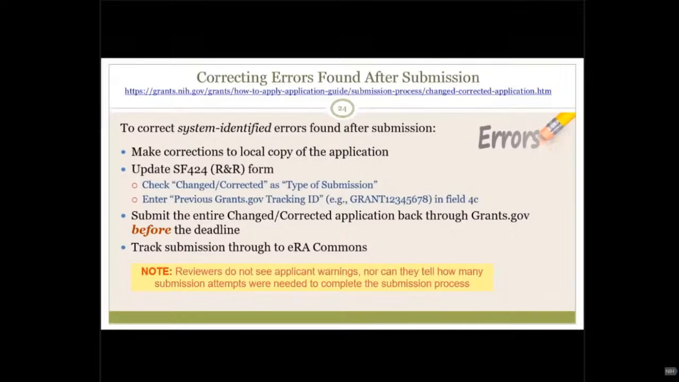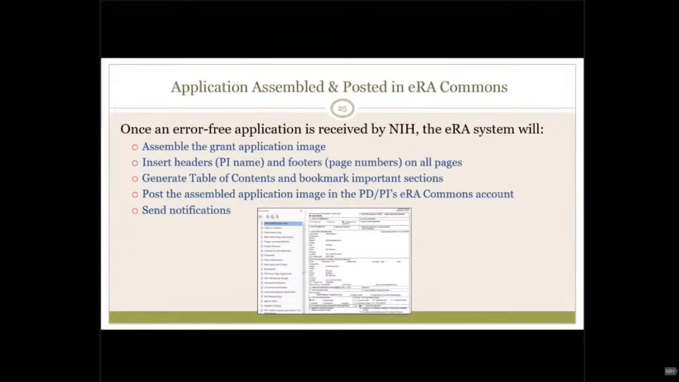Reviewers have no access to how many times you've submitted applications with errors and warnings. So don't worry about that. Get the application in and get it in on time. Again, a good mantra is if you can't see it, we can't see it, and we can't review it, and we sure can't fund it. So really important to track it through this last step to make sure that you see a grant application in ERA Commons. And this is the appropriate slide.